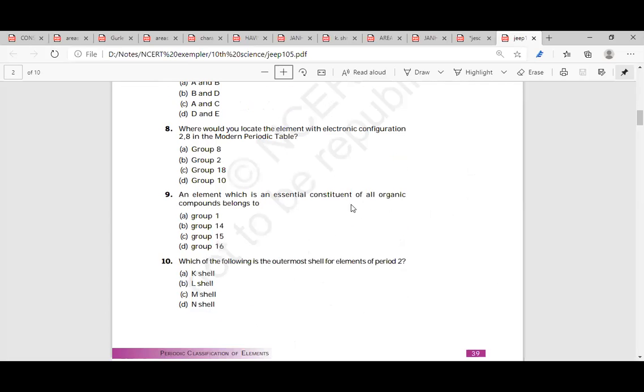The element which is an essential constituent of all organic compounds belongs to group 14. That is carbon, essential constituent of all organic compounds. Carbon, group 14. Which of the following is the outermost shell of elements of period 2? Period 2, shell 2. So outermost shell will be L.